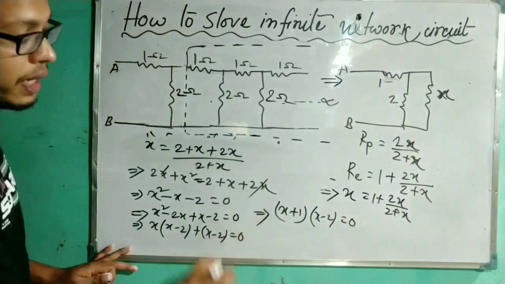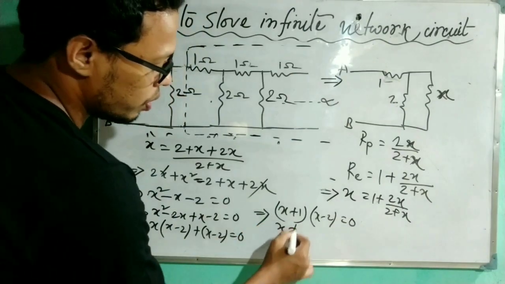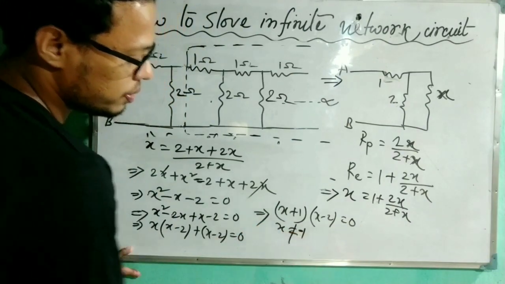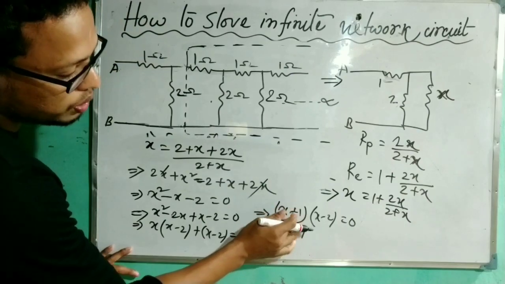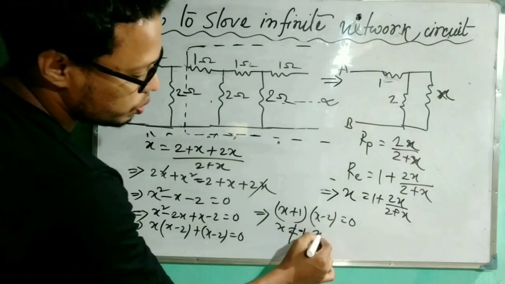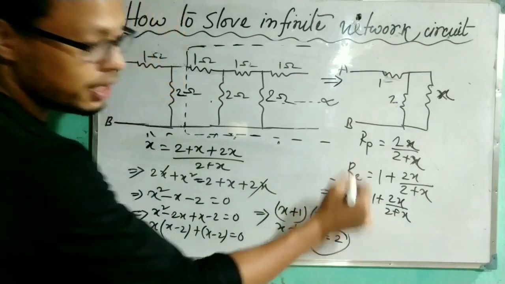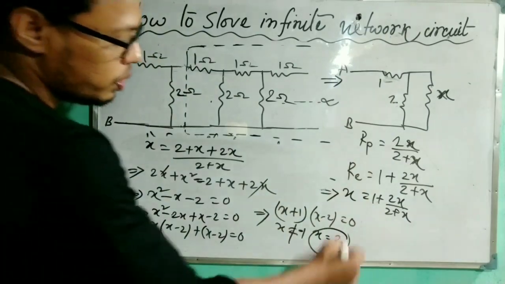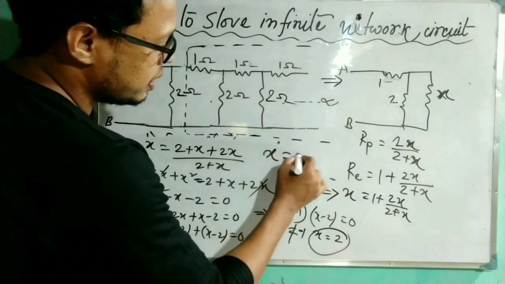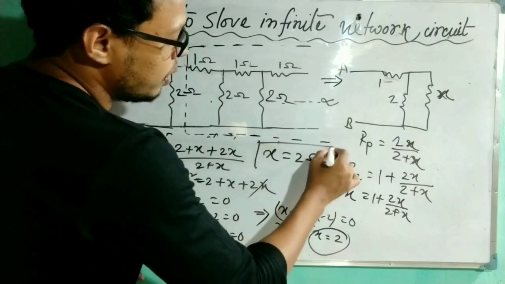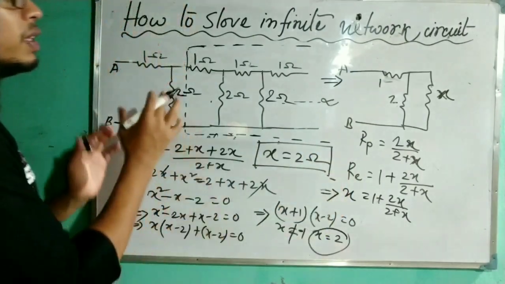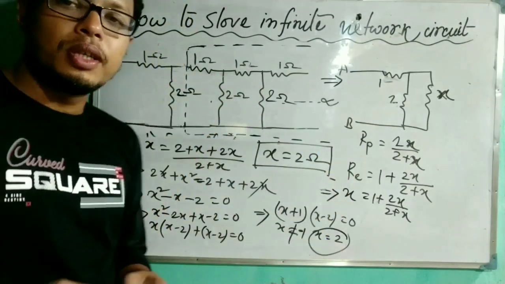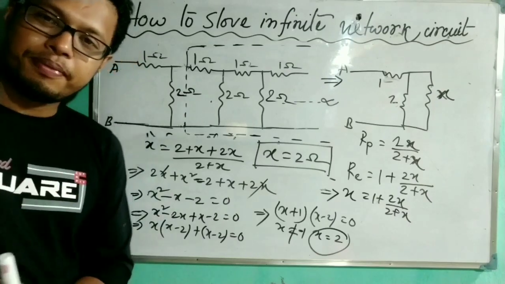So easily we can say X cannot be equal to minus 1. Here we get X equals minus 1 and X equals 2. So which one will we take? X equals 2. So the value of this resistance is X equals 2 ohm, meaning the equivalent resistance of this infinite network will be 2 ohm. Understood?